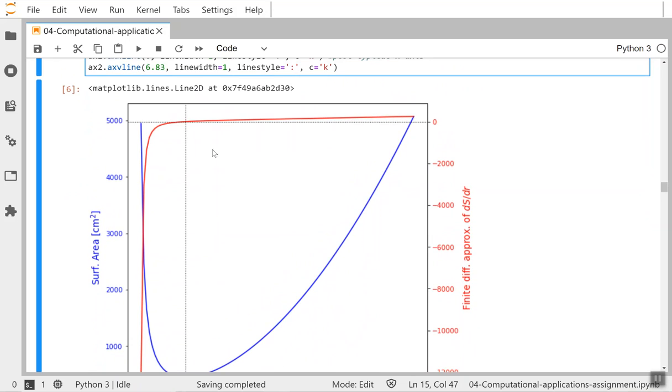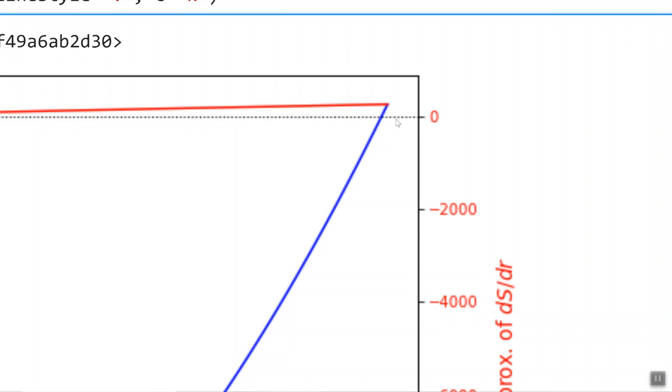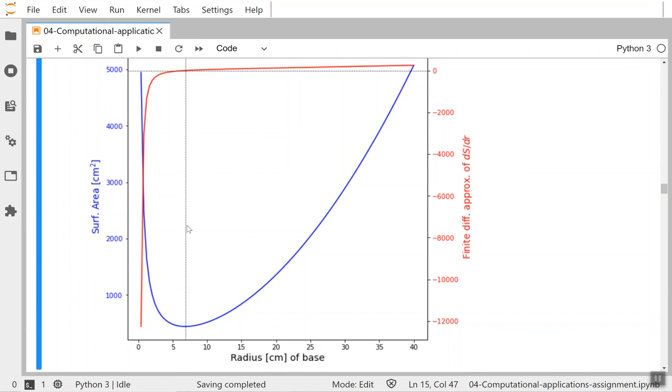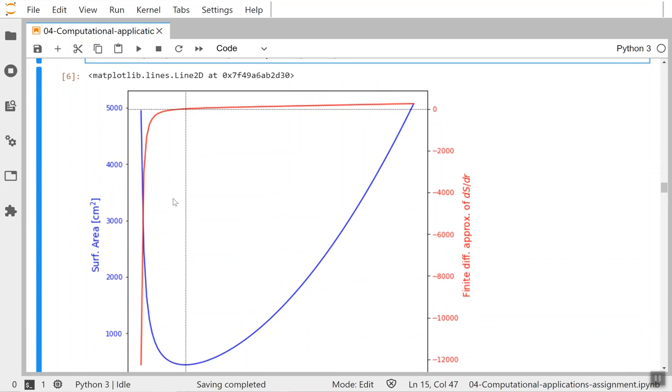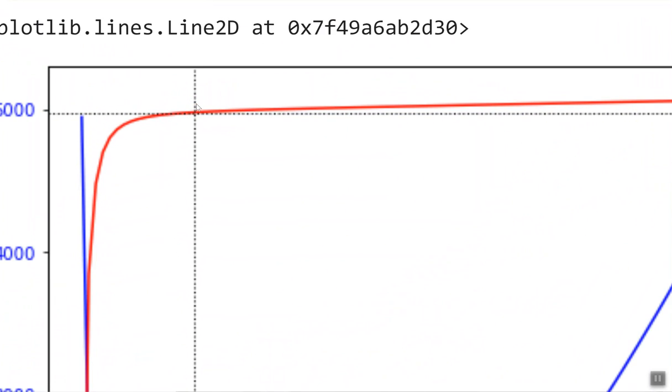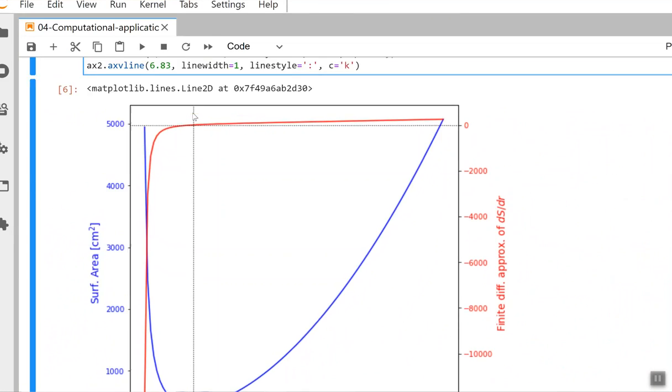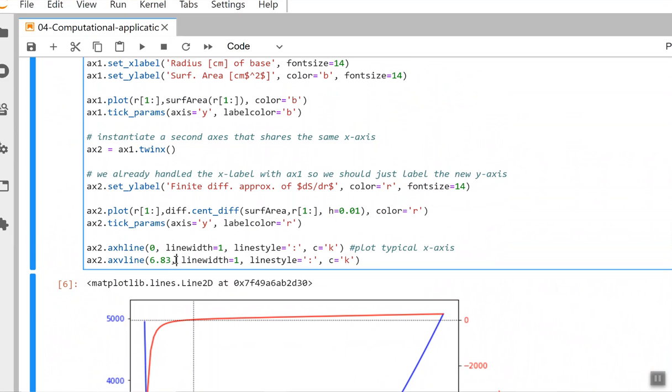Now I've plotted with these dotted lines where the derivative crosses the zero axis. Notice that the dotted line is connected over here, so it's where that's 0. And I'm plotting a vertical line at 6.83 to show that's approximately where the derivative is equal to 0. That's all I'm doing here.